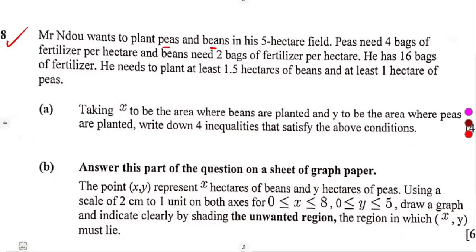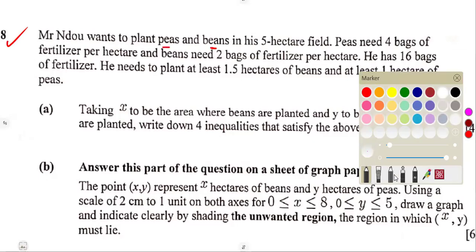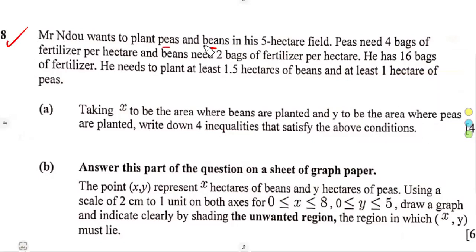So there are two things to be planted, the peas and the beans, but they are supposed to be planted in a 5-hectare field. This is important. Then peas need 4 bags of fertilizer per hectare. Beans need 2 bags of fertilizer per hectare. They are referring to the fertilizer this time, per hectare.